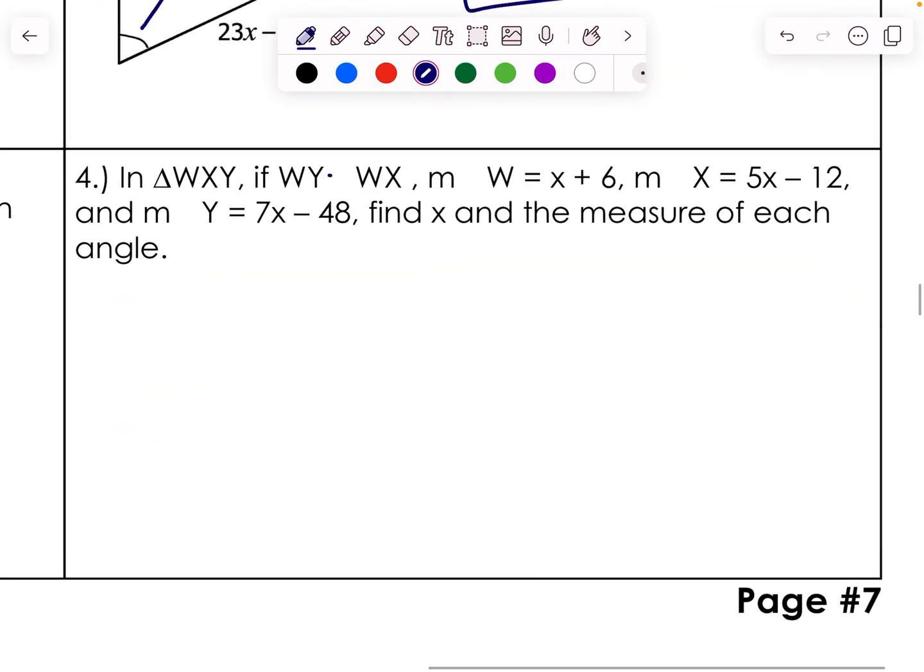Okay, I'm going to let y'all try number 4. So go ahead and pause it and give number 4 a try.